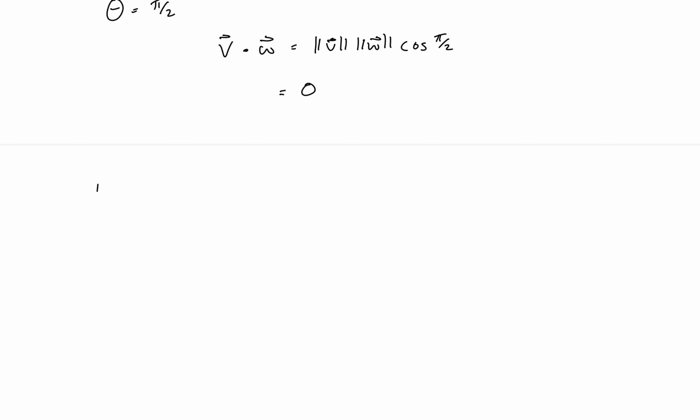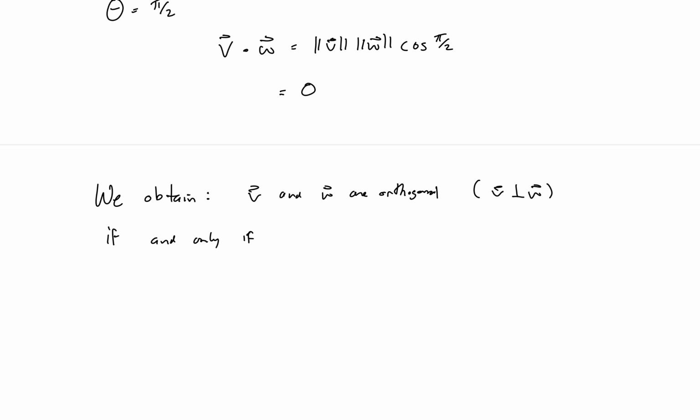So we actually get, and this is a very important fact, v and w are orthogonal, which I'll also write like this sometimes, if and only if v dot w is equal to 0. So remember, the dot product is something that's very easy to calculate. So this gives us a very fast way to calculate if two vectors are orthogonal. This is going to be super useful for us in lots of situations going forward.